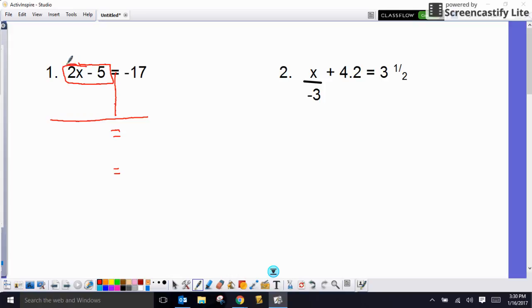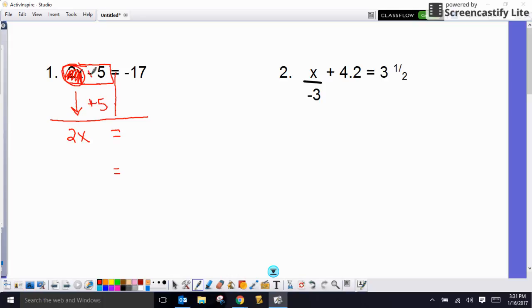Third step says I'm to circle my variable and its multiply and divide partner and bring it down. And so I'm going to bring my 2x down to take care of later. That means I have gotten rid of this part of my box. Now I need to address the inverse operation of subtract 5, I'm going to add 5.